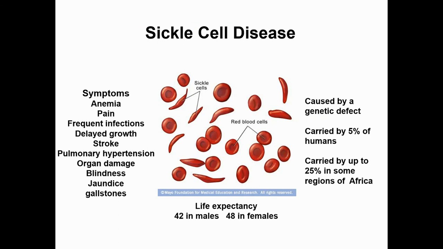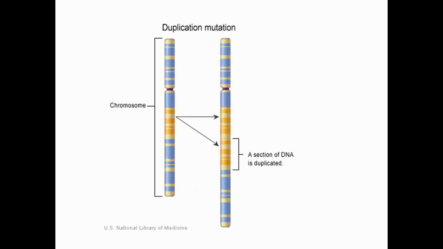And so we can see that this is caused by a genetic defect. It's not carried by a lot of folks, but it's carried by about 25% in some regions of Africa. So we see this in certain populations where this mutation occurs and then their offspring have it, and it gets passed on generation to generation. Okay. So some other pictures.